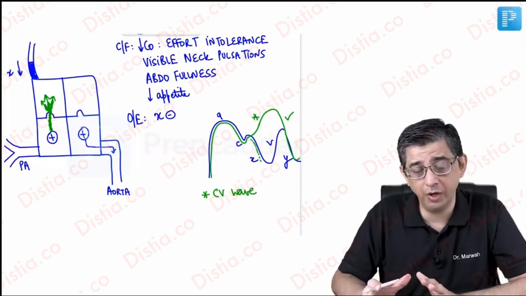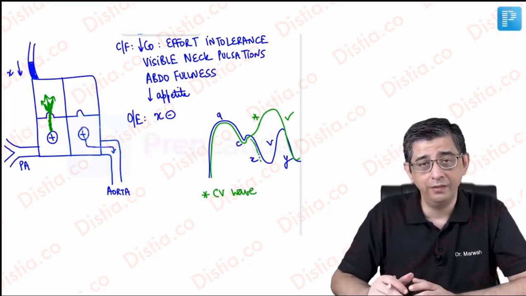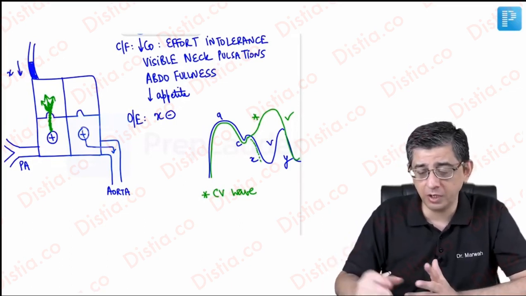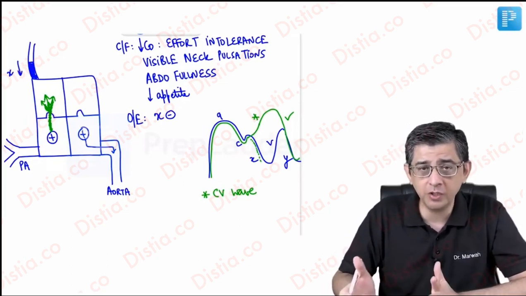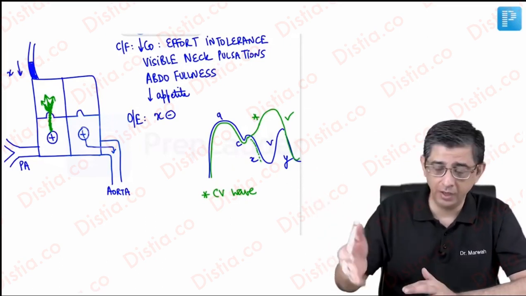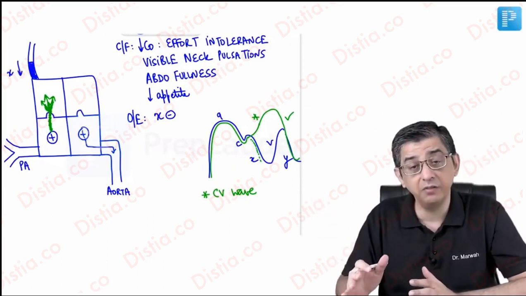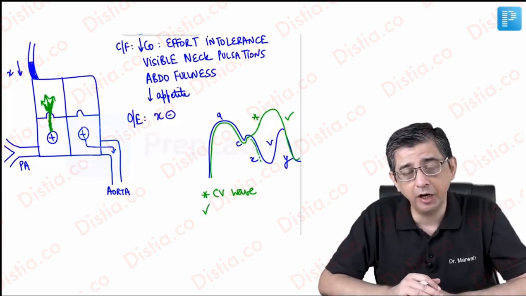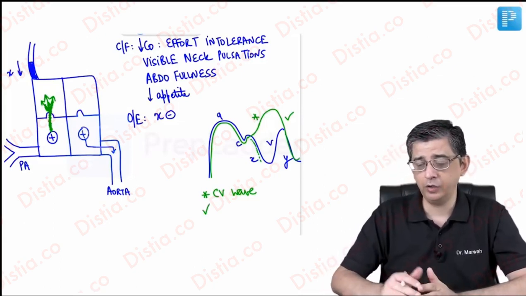This is what I was talking about right in the beginning of the discussion, that CV wave is one of the very good pickup points for these patients. Why CV wave? Because after C there should be X. There is no X present. So anything that goes up after the C wave would be a positive wave, that is, would be called a CV wave.